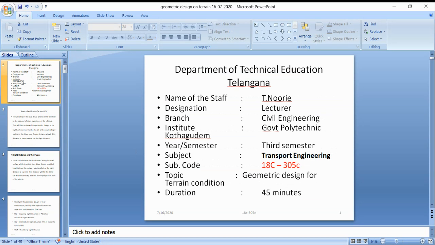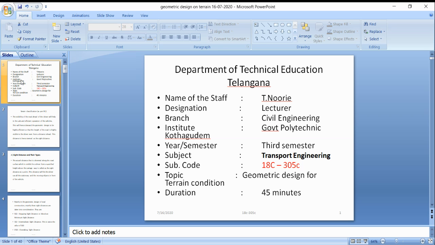Today I'm going to discuss geometric design for terrain conditions. We already discussed geometric designs; here we are studying the terrain conditions only. We already studied the geometric design definitions: carriageway, shoulders, and formation with right of way.